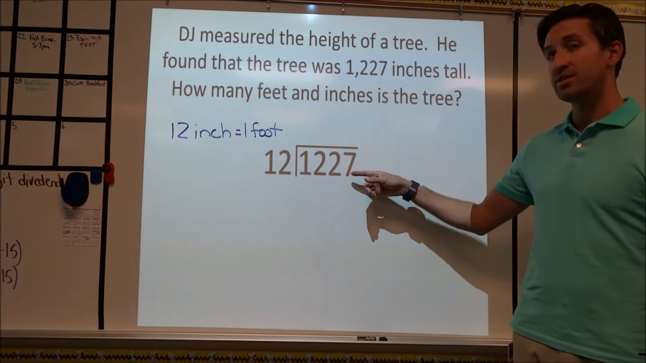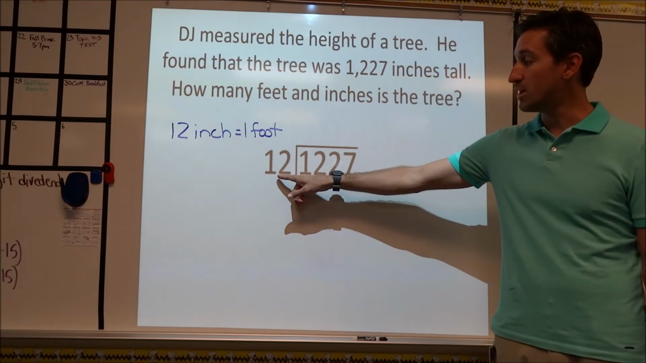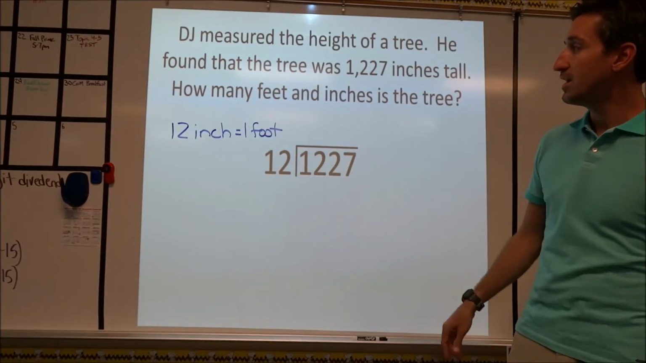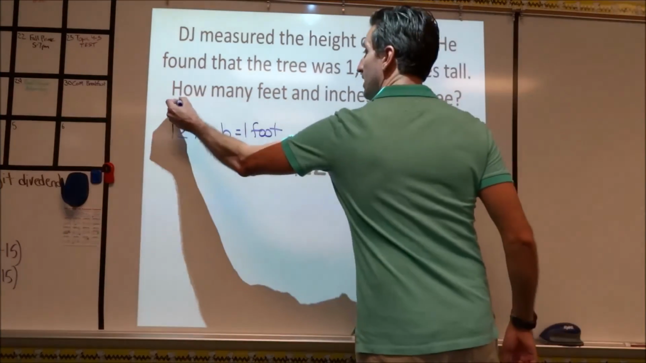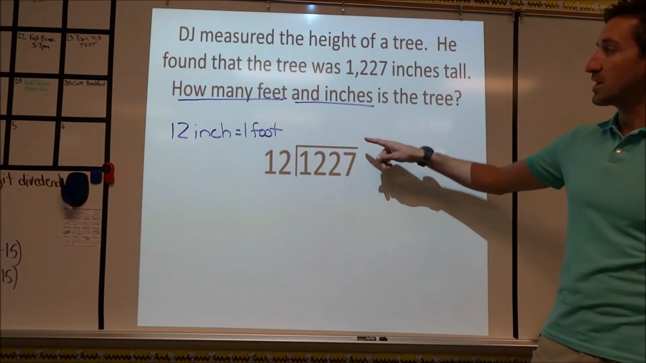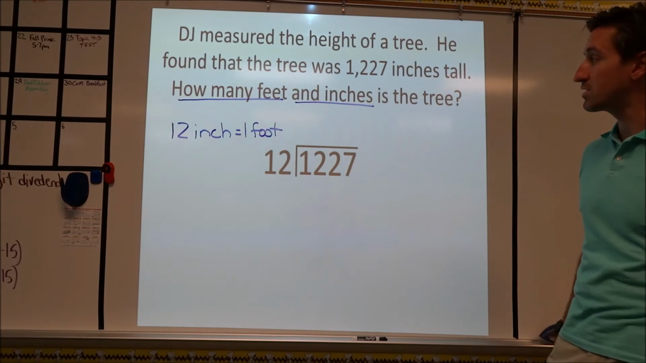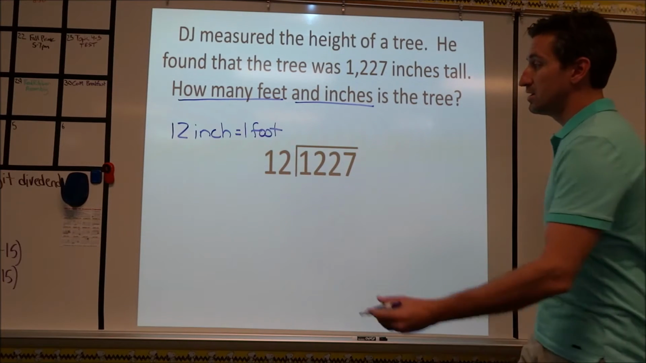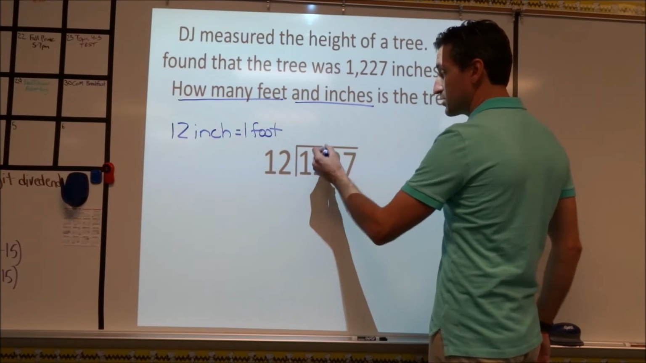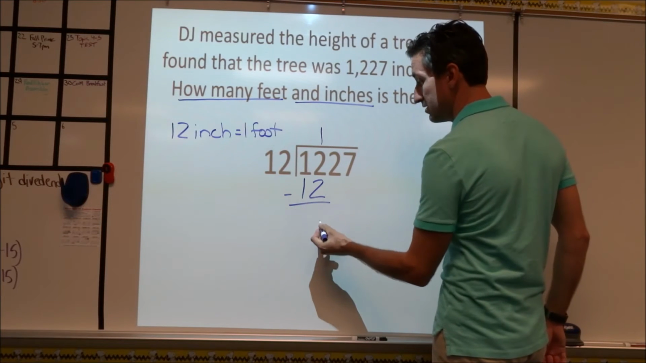So here I have the inches as my dividend. And I'm going to use 12 as my divisor because I know that there's 12 inches in 1 foot. And the question is asking for how many feet and inches. So my quotient is going to be the feet, and my inches in this problem is going to be my remainder. 12 will go into 1 0 times. 12 will go into 12 1 time. 1 times 12 is 12.